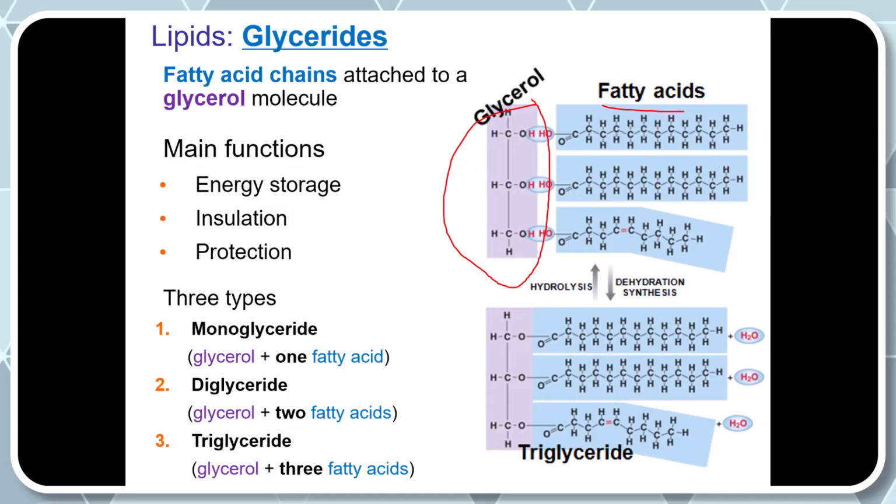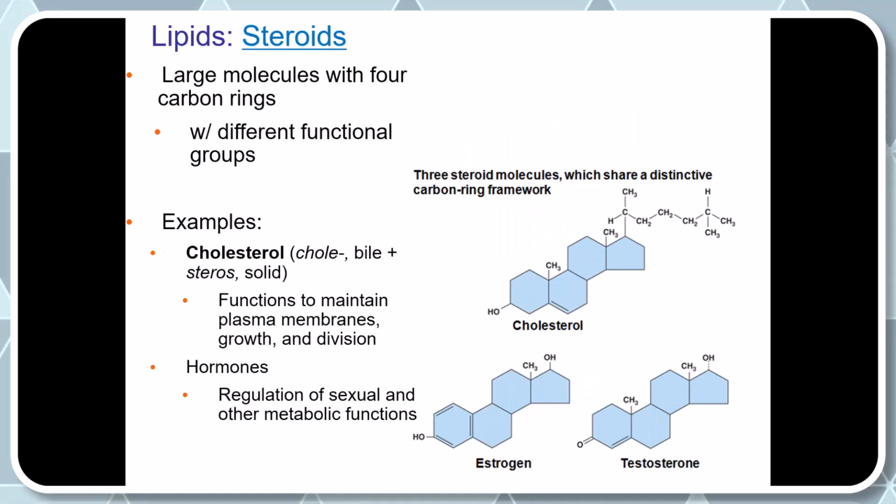fatty acids. There's also diglycerides. What's the root word di mean? 2. So that's a glycerol and 2 fatty acids. And a monoglyceride would be a glycerol and 1 fatty acid.